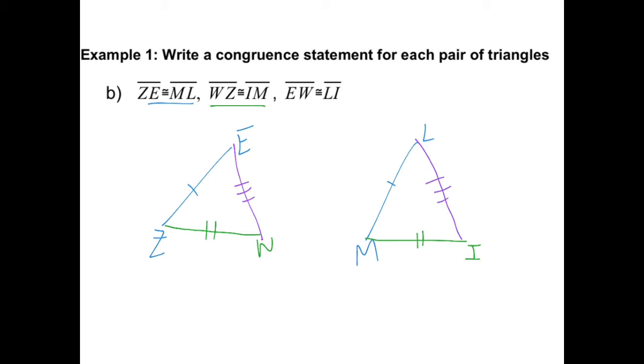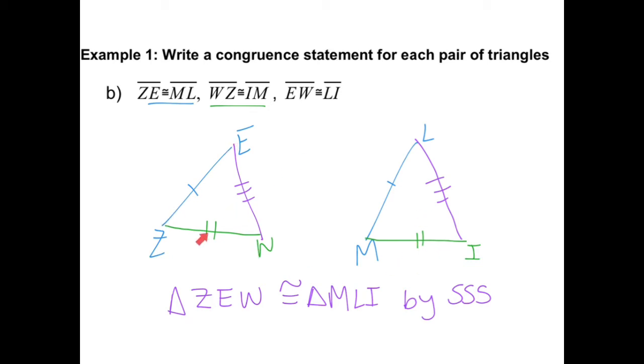And if we remember from the previous lesson, these triangles, triangle ZEW, is congruent to triangle MLI by side, side, side. So not from this particular lesson, but still it's a test for congruency. If all 3 corresponding sides are congruent, then the triangles are congruent by side, side, side.